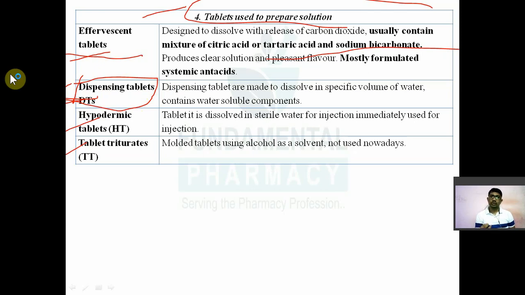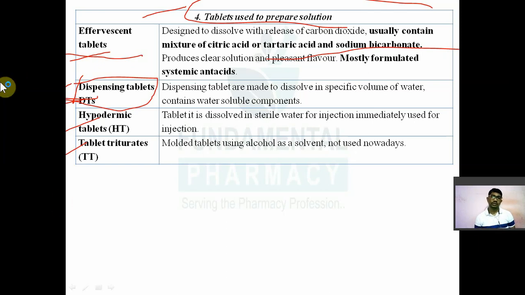Okay? So dispensing tablets are made to dissolve in a specific volume of water, and this dispensing tablet consists of water soluble ingredients. So dispensing tablet means what? Dispensing tablets are made to dissolve in a specific volume of water, and they consist of water soluble content. उसमें सब water soluble component होगा, additives, drug होगा, सब water soluble.